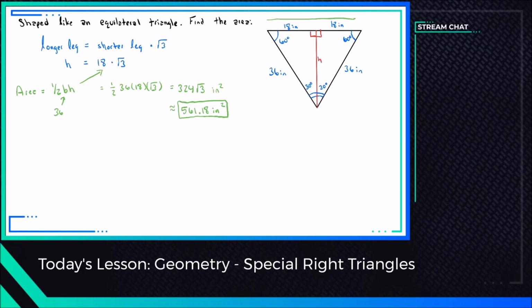All right, so that's how you can break up an equilateral triangle into two 30, 60, 90 right triangles, solve for the height of the equilateral triangle by solving for this longer leg here. And once you do that, plug back in the original area to find the area of the equilateral triangle.